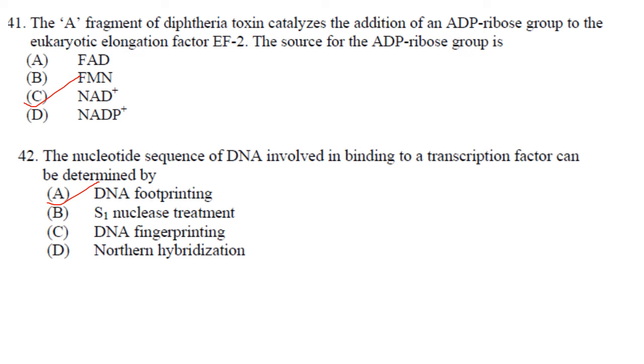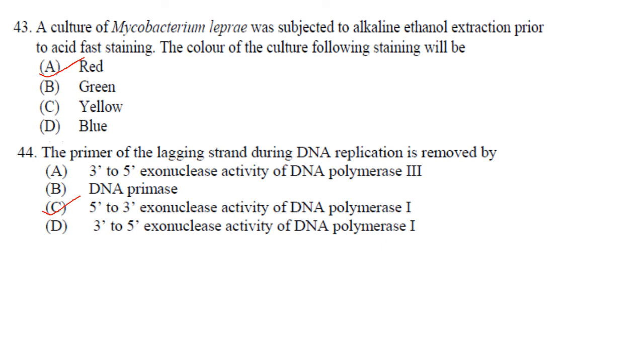Next one. The nucleotide sequence of DNA involved in binding to a transcription factor can be determined by. Transcription factors are proteins. So protein bound to DNA can be determined using DNA footprinting analysis. So answer is option A, DNA footprinting. Next one. A culture of Mycobacterium leprae was subjected to alkaline ethanol extraction prior to acid-fast staining. The color of the culture following staining will be. Answer is red. Option A, red.